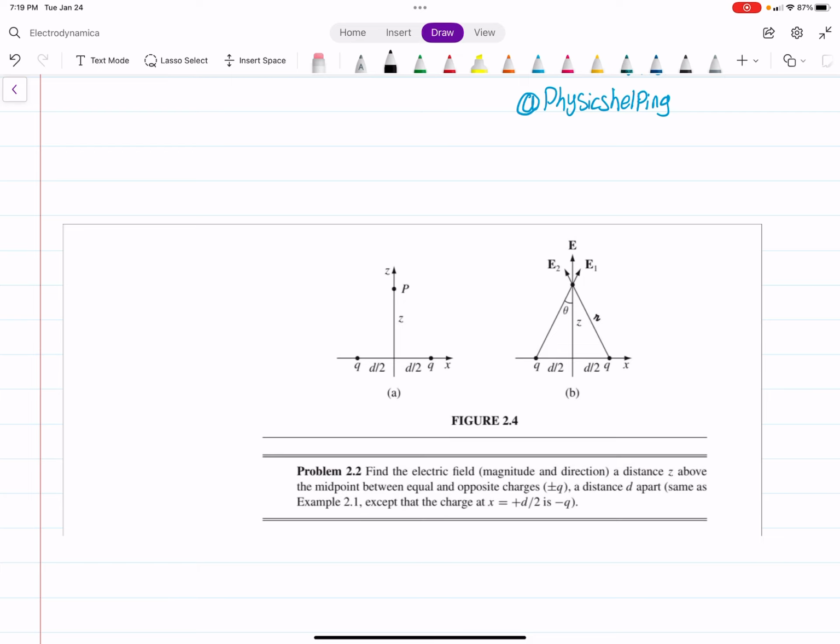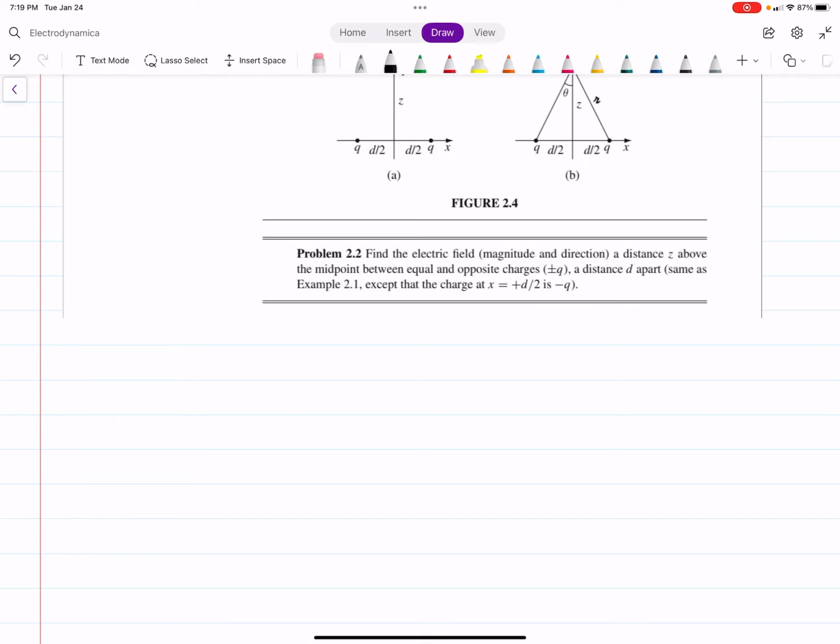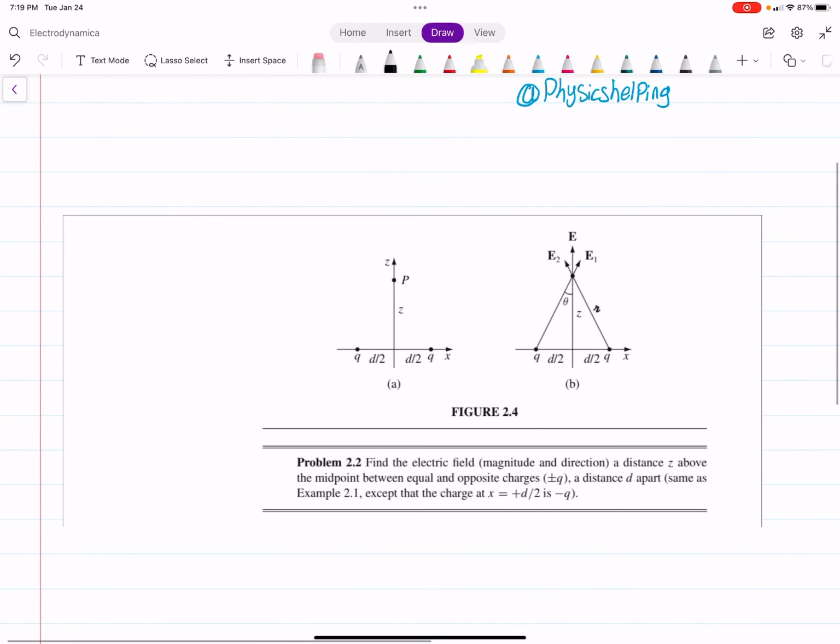So problem 2.2 says, find the electric field, the magnitude and direction, a distance z above the midpoint between two equal and opposite charges, plus and minus q, a distance d apart. Same as example 2.1, except the charges are at x equals plus d over 2, and minus d over 2, with the right one being minus q. Okay? So we'll just use this diagram. So this is now minus q.